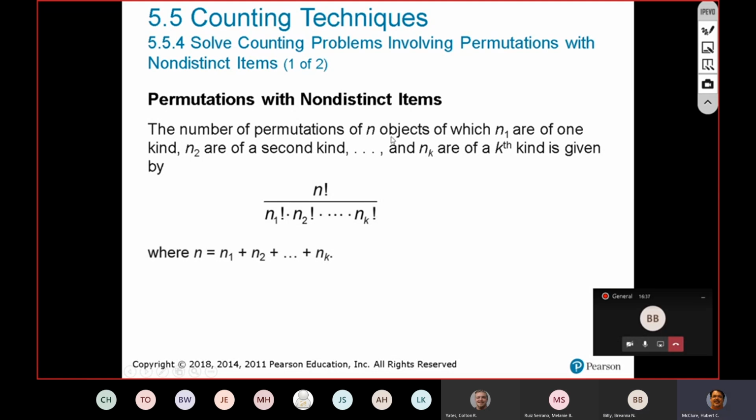The number of permutations of an object is, and so on. This is where you get a flag question. How many different color flags or something like that? Let me go to the next problem. It's just n factorial over n sub 1 factorial times n sub 2 factorial. It's easier to see with an example.